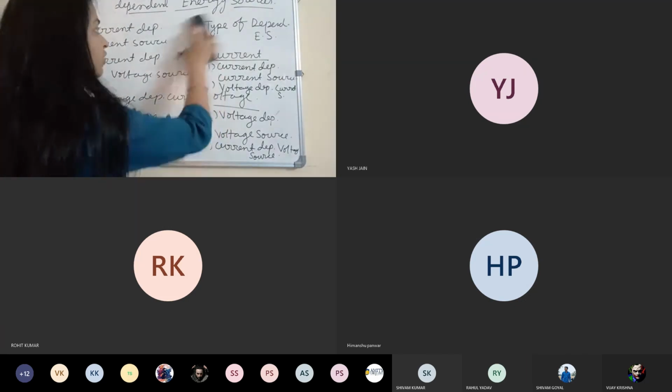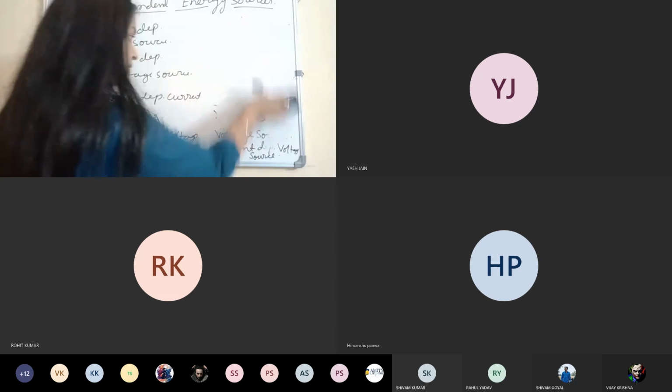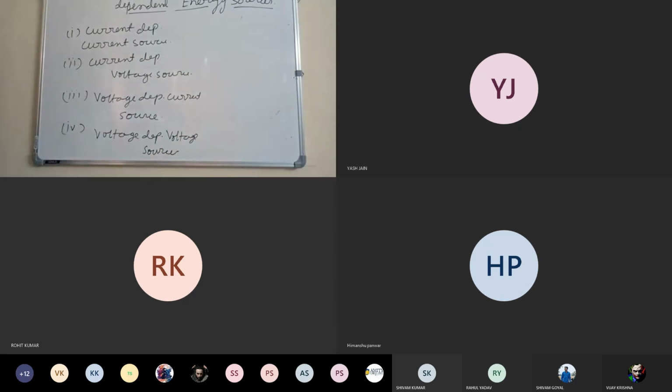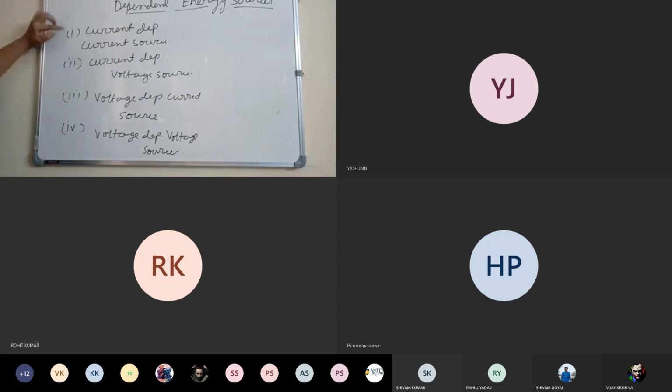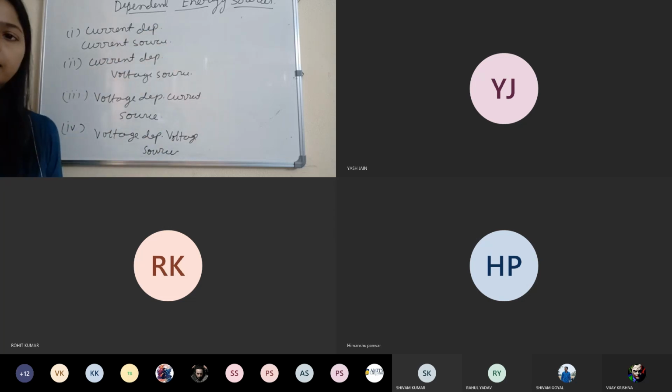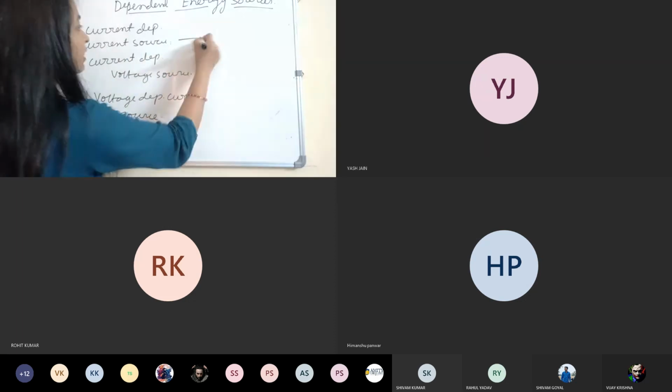Now we draw the symbols for each and every one. Okay, so on the basis of dependency, we have four types of dependent energy source. One is dependency is on current and type of source is current. Dependency is current, type of source is voltage. Dependency is voltage and type of source is current. Dependency is voltage, type of source is voltage. So I can write the symbol for each one, and this symbol should be represented in a circuit only.